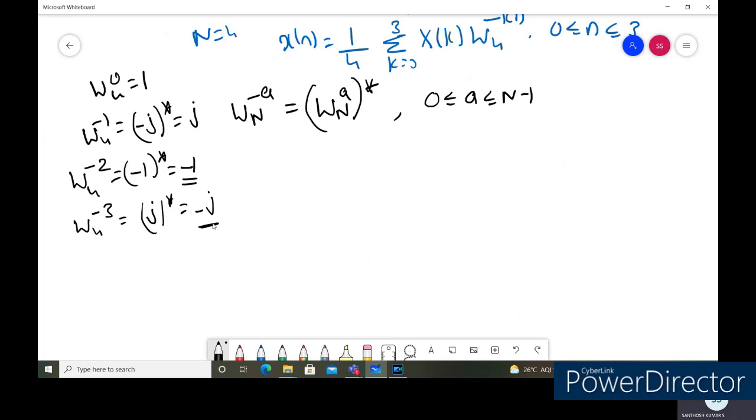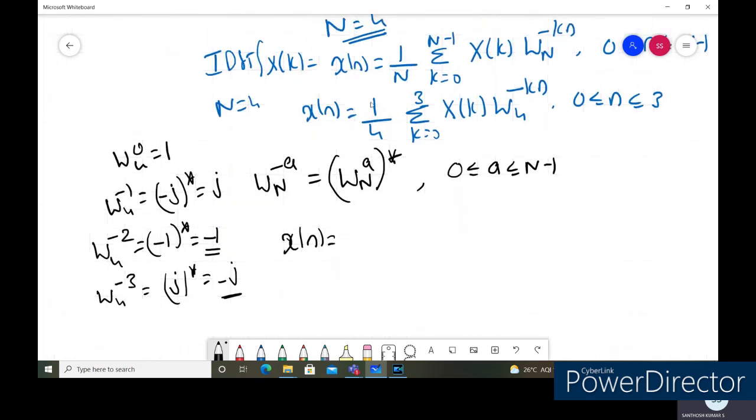Now we will make use of these twiddle factor values in this expansion and find the IDFT of the sequence. If we expand the sequence by substituting the different values of k, it will become 1 by 4.